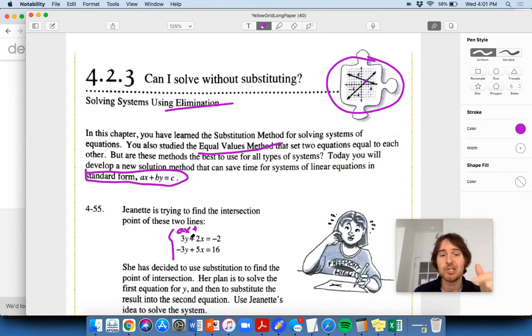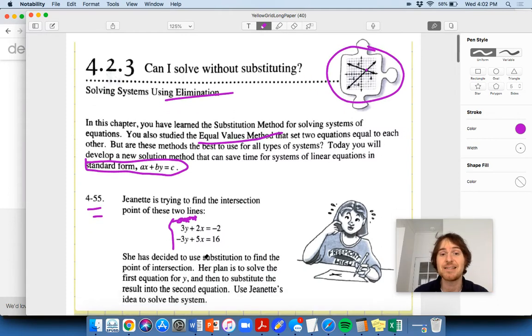So Jeanette is actually solving this one. You're doing 4.55. Let's do that one together. It says she's trying to find the common point of intersection. These are lines, right? X and y, no exponents. And she's trying to find the common point of intersection. They're written in the form ax plus by equals c, so elimination is going to be good, but she's actually decided to use substitution.